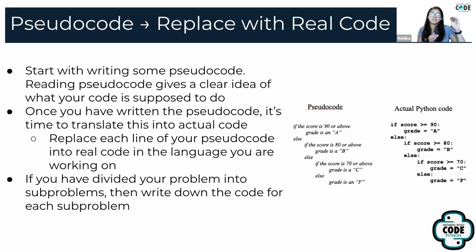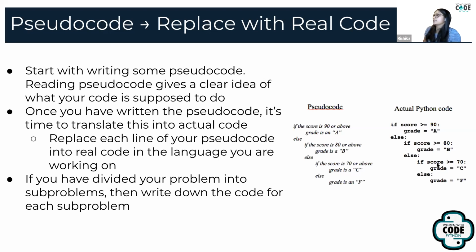And so what you want to do is replace each line of your pseudocode with real code. It's not necessarily that one line of pseudocode translates to one line of real code. Sometimes it's one line of pseudocode to an entire function or to multiple lines of code. But basically you want to just go through every single line and see how that translates to code. In this case, it would be something like Python. And if you had already divided your problem into subproblems, then you would write down the code for every subproblem. So you look at the pseudocode for all of your subproblems and then translate it to Python.